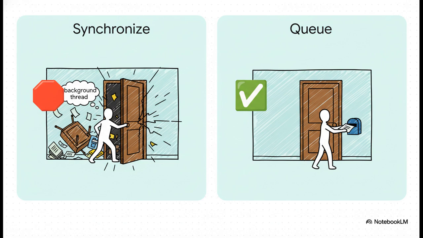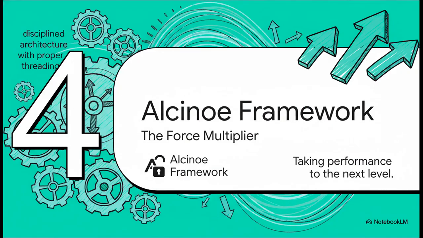TThread.Queue, on the other hand, is the modern, safe way. It's asynchronous. It's like leaving a polite note in a mailbox. The main thread will get to it when it has a free moment, and your background thread can just keep on working. For responsive apps, you should always be reaching for Queue.